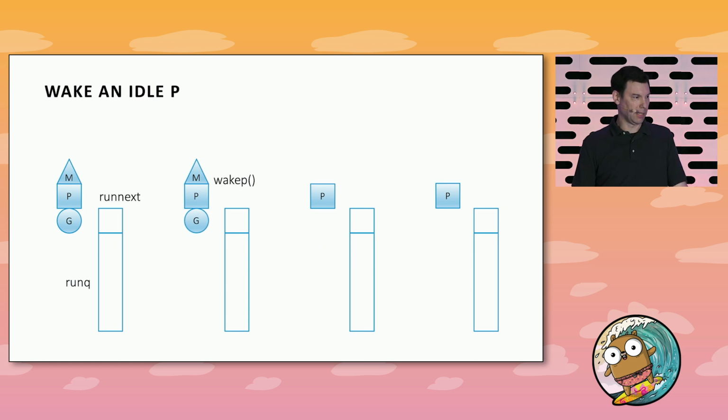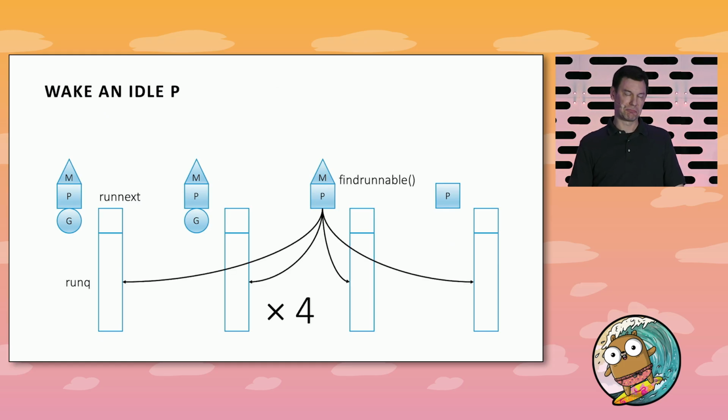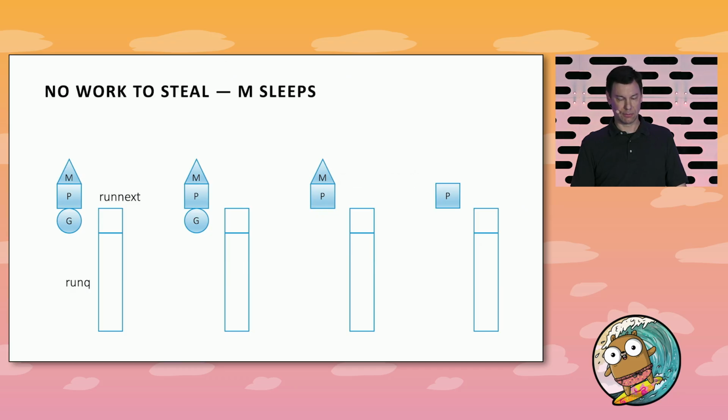So we start another thread, it runs find runnable, tries 4 times to find some work, it doesn't find any. So it goes to sleep, and the M goes into an idle thread pool waiting to be woken up for other work later. Meanwhile, our 2 Go routines that we have now spread out across 2 of our processors continue doing their job in parallel, and we're happy.